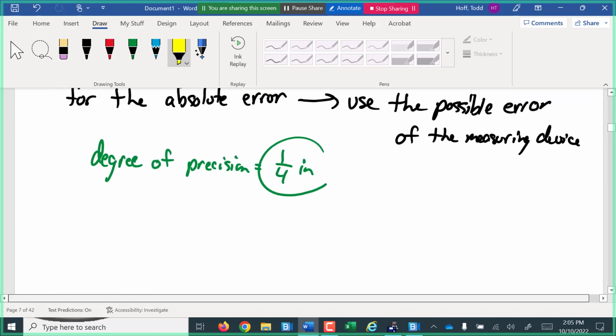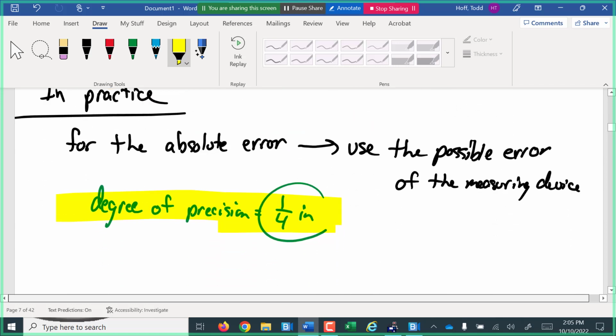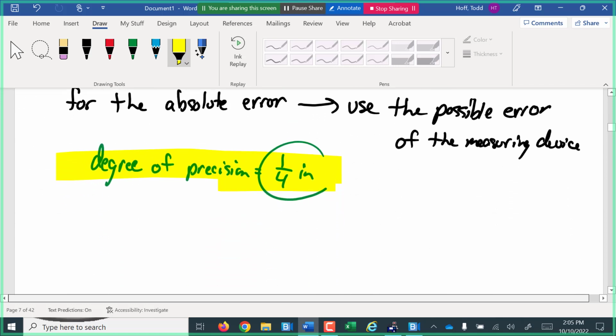So when it all comes together, knowing whether our measuring device is adequate depends on the size of what we're measuring. If we're measuring something small, we need to have a much smaller degree of precision to get a suitable measurement. If we're measuring something large, in this case 18 7/8 inches long, we only needed to go to the nearest 1/4 inch and we were just fine with our errors.